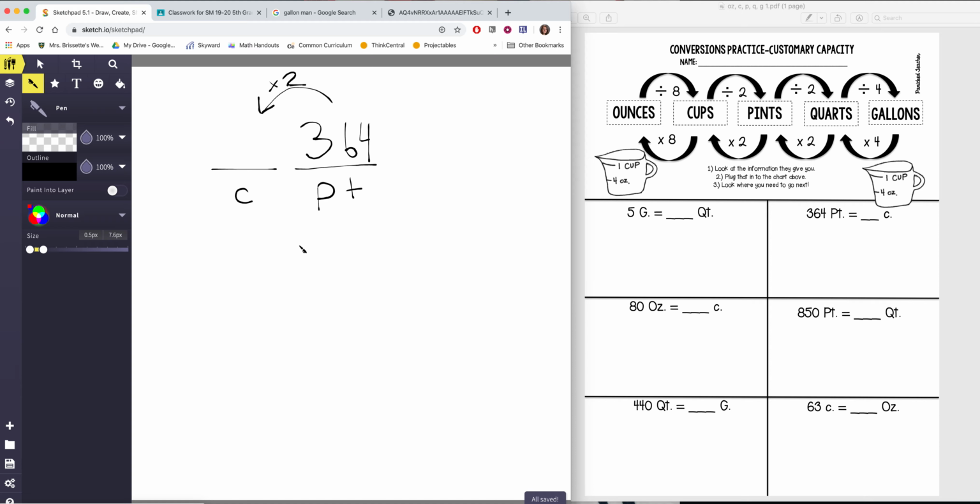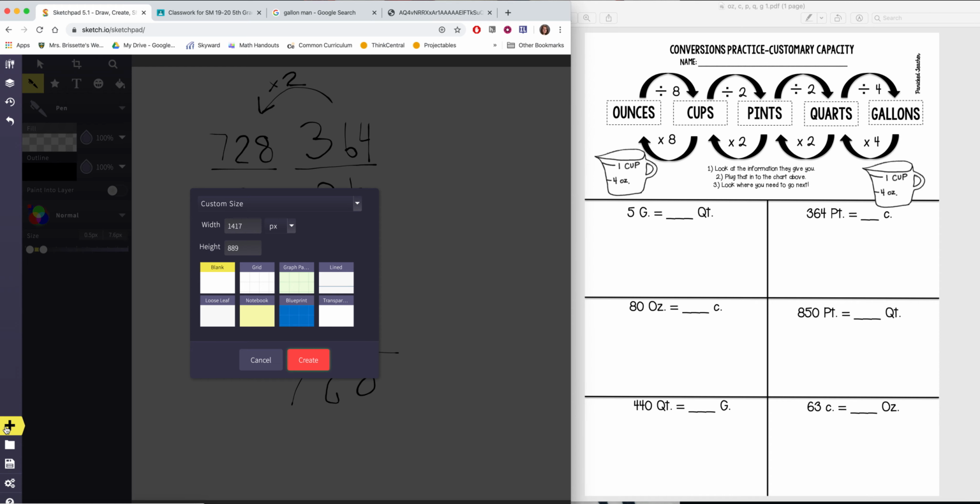So let's do some multiplication here. 364 times 2. 4 times 2 gives me 8. Sorry, my dishwasher's crabby. I paused it. That's why it's beeping at me. 2 times 6 is 12. 2 down below, the 1 up top. 2 times 3 is 6 plus 1 is 7. Gives me 728 cups. So we just went from pints to cups. There's 2 cups in every pint, so going from 364 pints, we now have 728 cups.